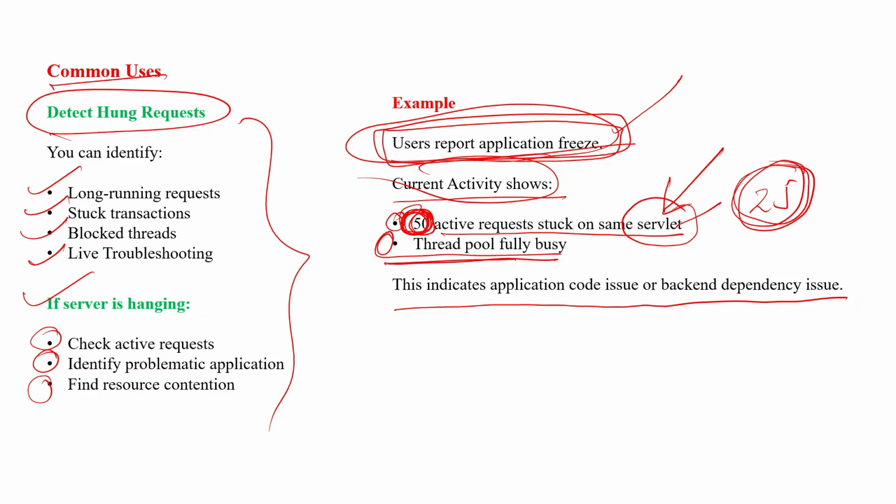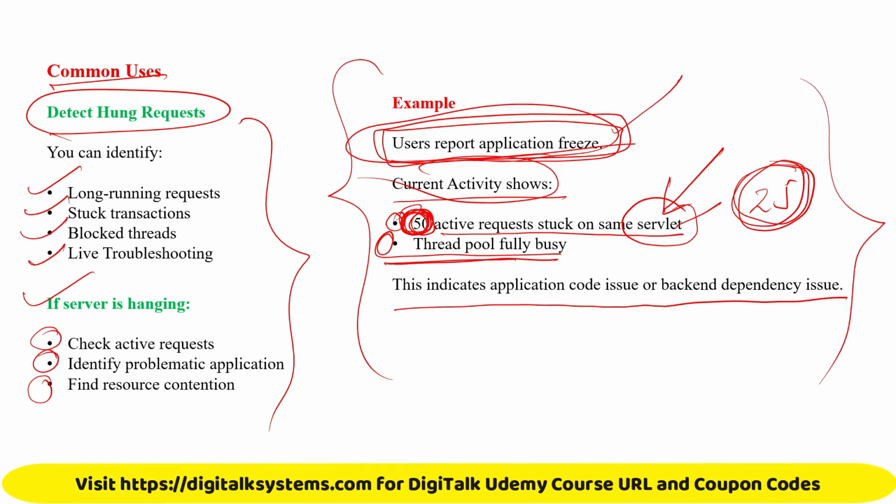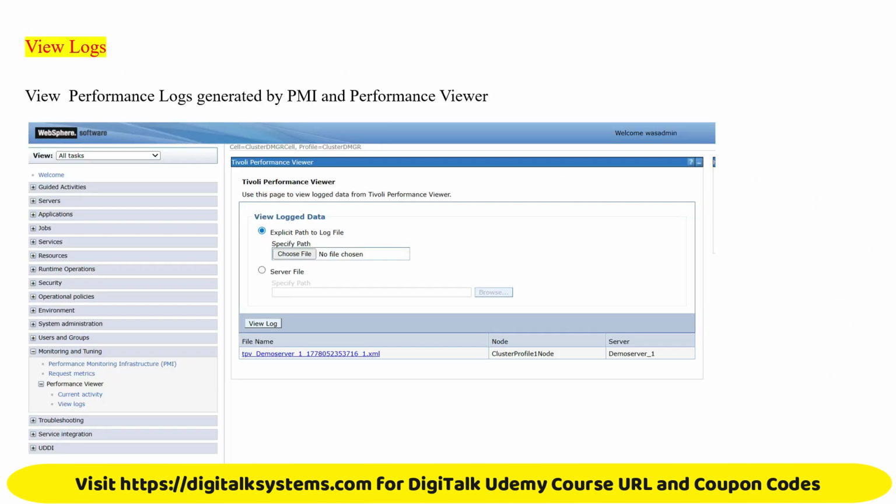So this indicates an application code issue or a backend dependency. Or this could be an application issue where the session is not getting released, or maybe a lot of code issues, where different reasons could be there. So overall you can have current statistics of what is inside your system right now. This is for live troubleshooting.